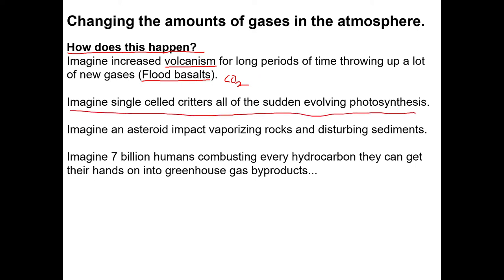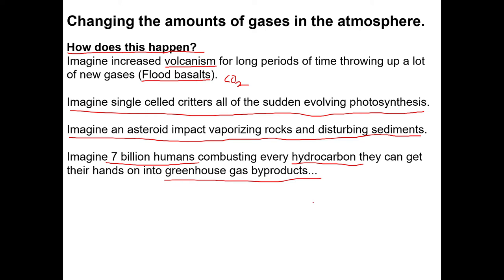Imagine single-celled critters all of a sudden evolving photosynthesis, and all of a sudden you've got CO2 in the atmosphere. Imagine an asteroid hitting somewhere in the Gulf of Mexico and releasing a whole bunch of sediments and methane hydrates that exist there and killing the dinosaurs. And then imagine 7 billion humans combusting every single hydrocarbon we can find that give off greenhouse gases as byproducts, with an atmosphere that's only about 5 miles above our head. It's not hard to imagine the atmosphere changing and getting warmer or colder.